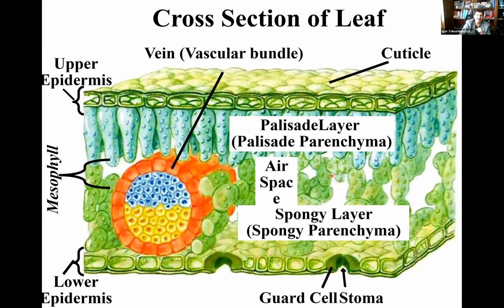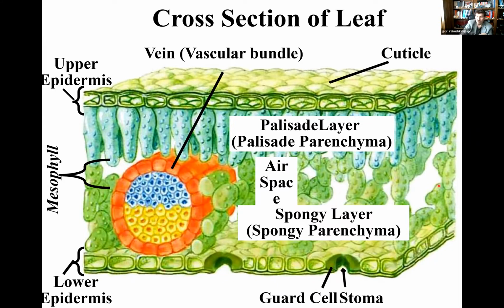Underneath the palisade parenchyma, there is a spongy layer or spongy parenchyma, because now it starts having some sort of gaps between the cells. Those cells have gaps. Why? Because remember, during photosynthesis, carbon dioxide needs to go into the cell, but at the end of the photosynthesis, oxygen will be produced, which needs to be removed from the cell because it's too much.